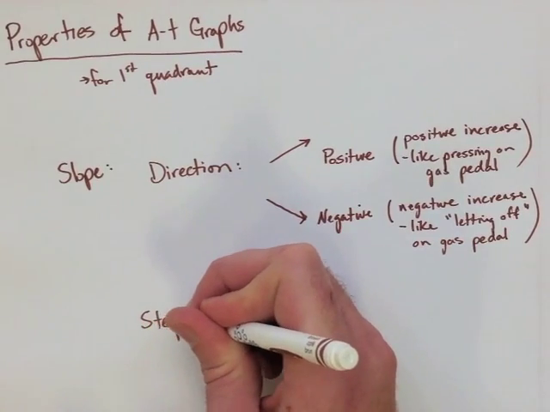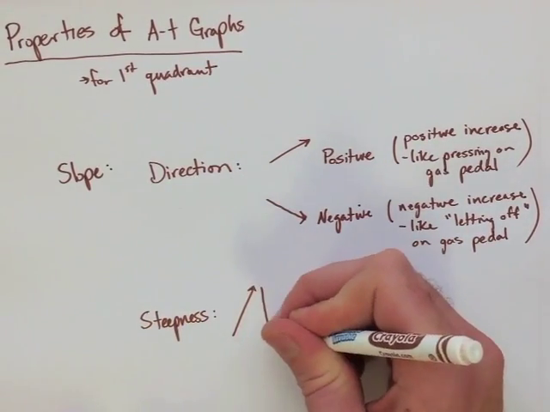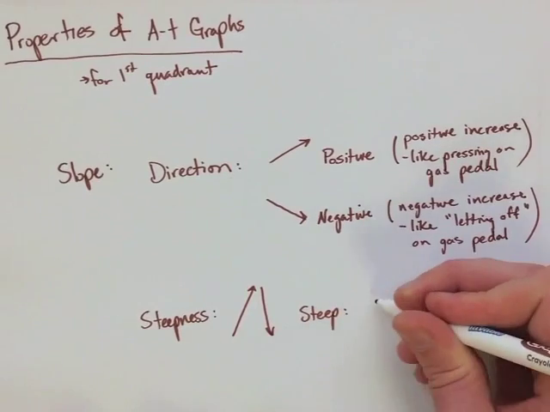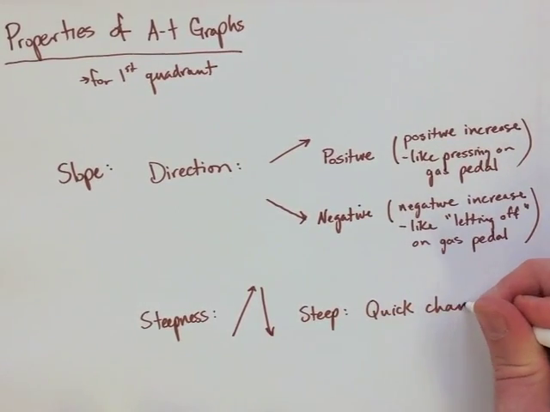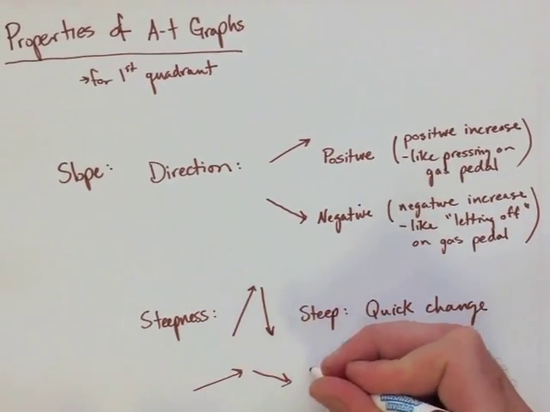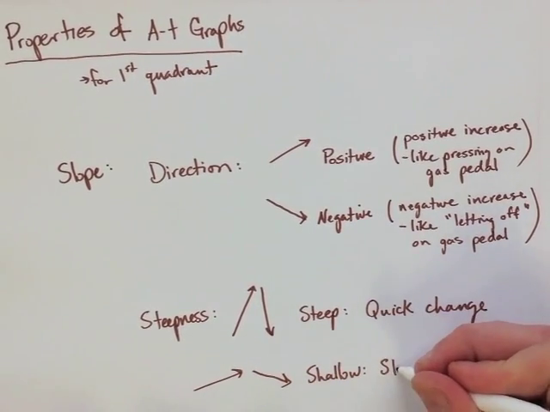Now when we're looking at the steepness of the slope, this is just talking about whether it's a quick change when we have a very steep slope, or if we have a shallow slope, a slow change in the acceleration.